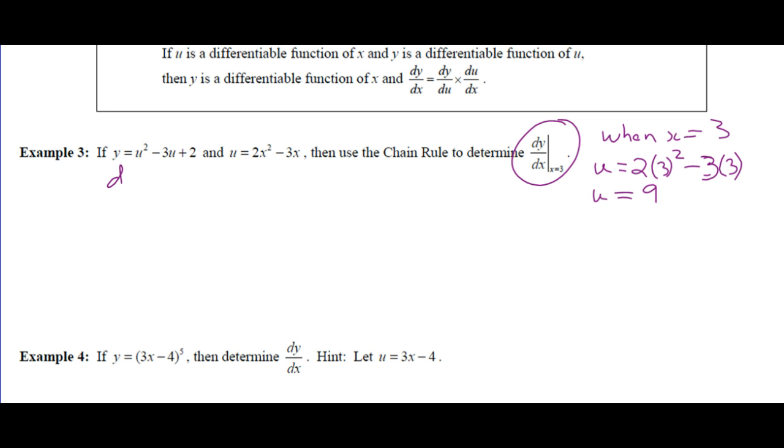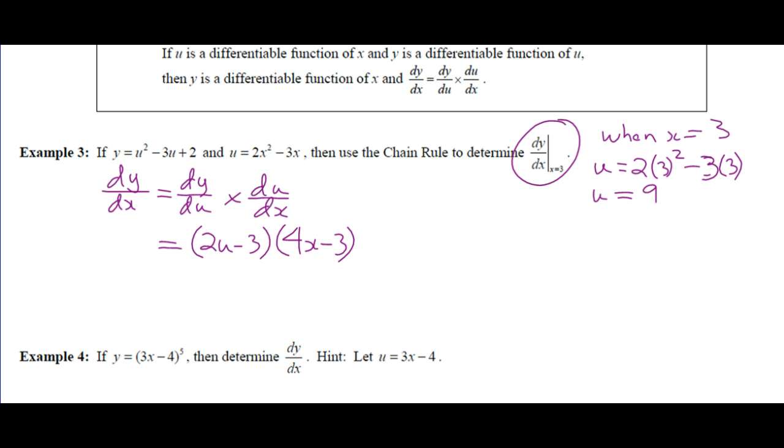So we know that dy by dx is equal to dy by du times du by dx. Okay, so what is dy by du? What's this derivative? 2u minus 3, right? This should be easy stuff now. And what's du by dx? 4x minus 3, okay? So we got 2u minus 3, we got 4x minus 3.